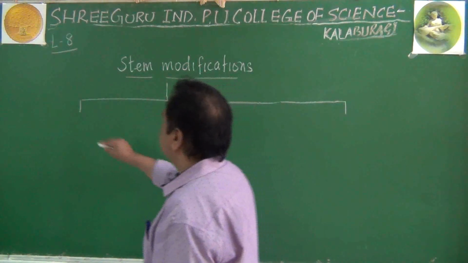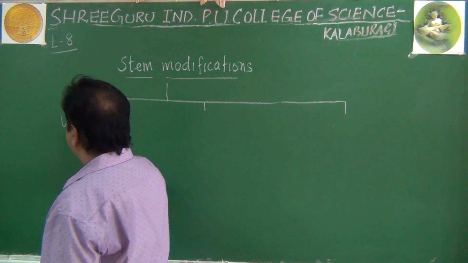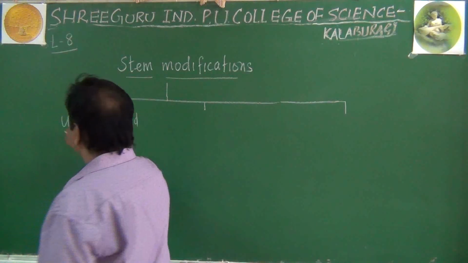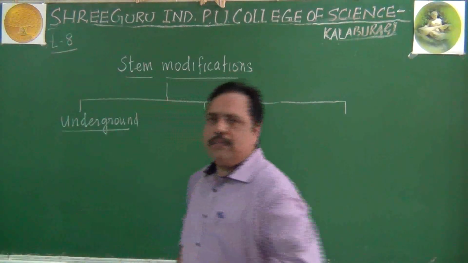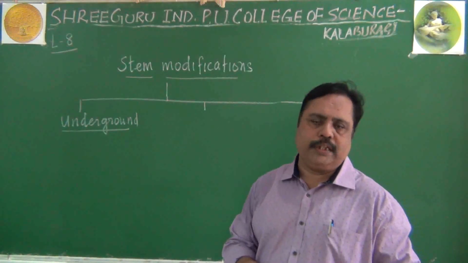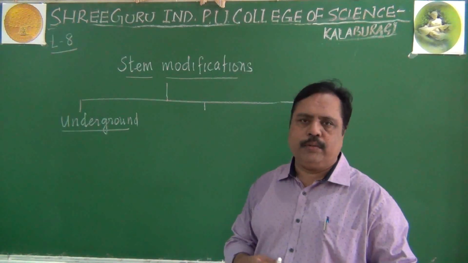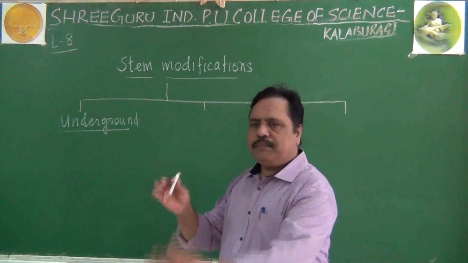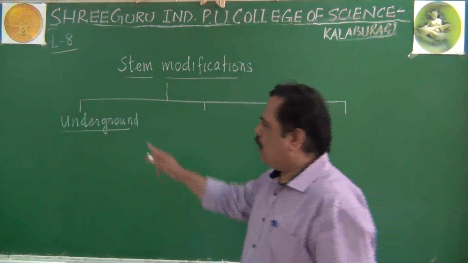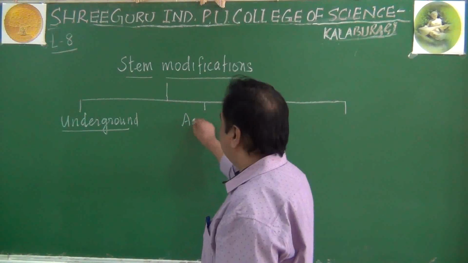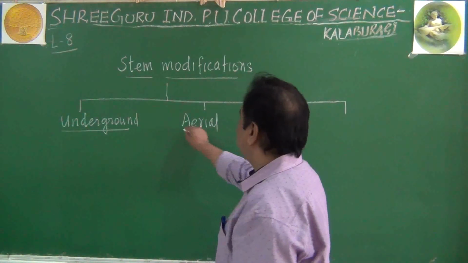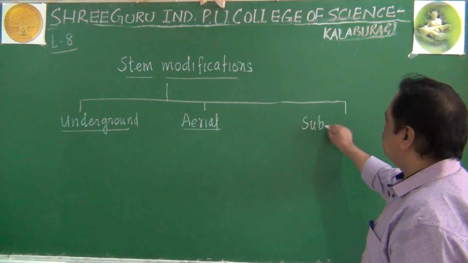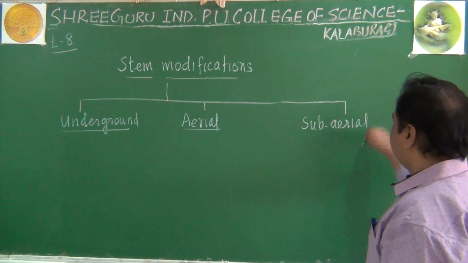The first one is underground stem modification. Of course, in your textbook, there is no classification like this, but for your remembrance, I will tell you all these points. Examples are given in your textbook with one sentence each. So, let us classify them into three groups. Underground stem modification is one group, aerial stem modification is another group, and the third one is known as sub-aerial stem modification.